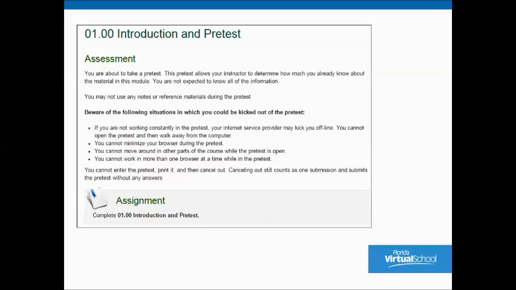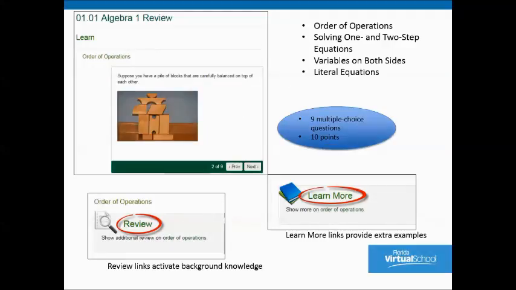complete in the module. Lesson 1.01 reviews the order of operations, solving 1 and 2 step equations, solving equations with variables on both sides, and literal equations. Review links activate background knowledge, and learn more links provide extra examples. The assessment for the lesson is a 9-question multiple choice quiz.